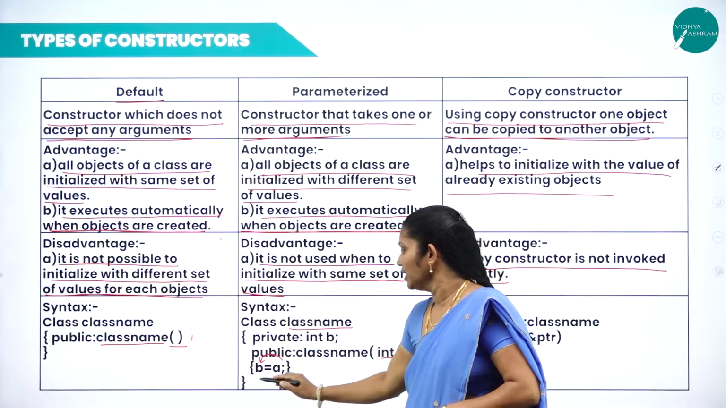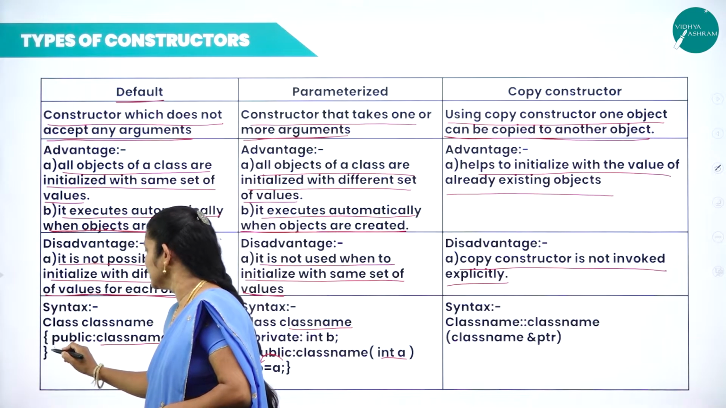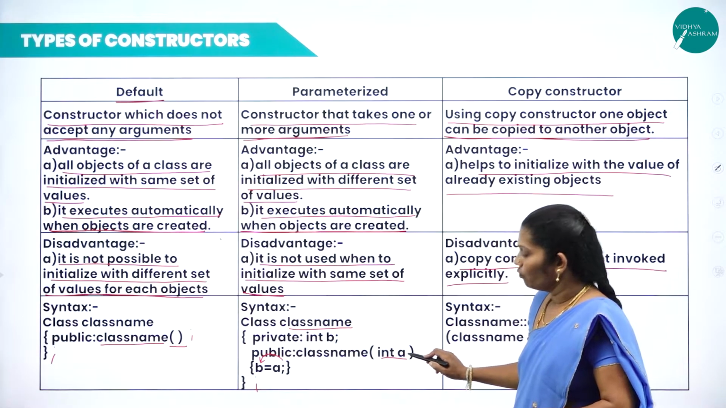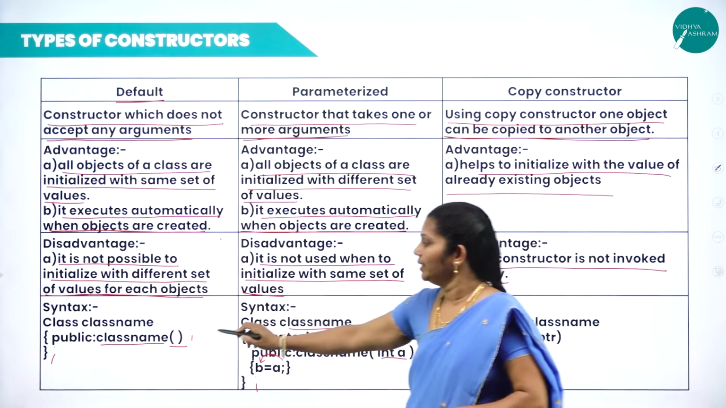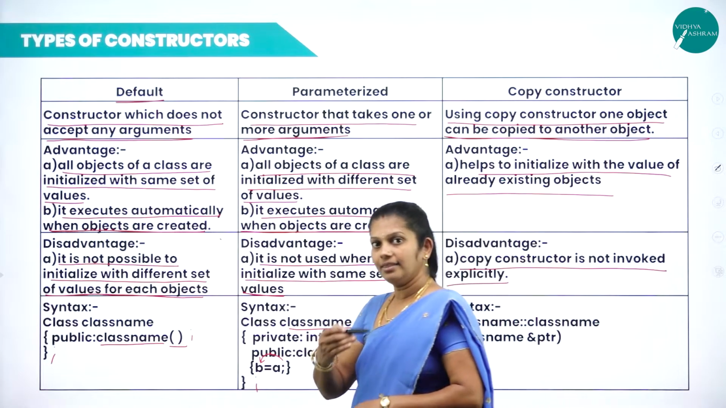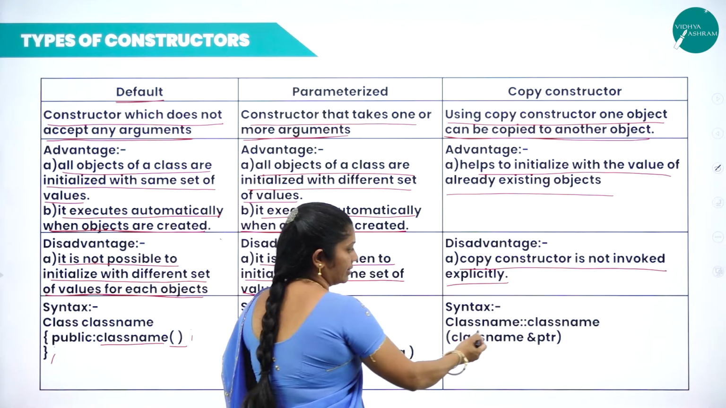Then after this, here we are closing the class. Here also after this, we are closing this class. It means that here, if you observe, in this we have arguments. Here we don't have any argument. This is the syntax.